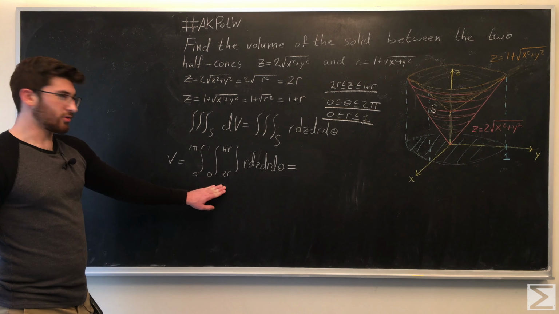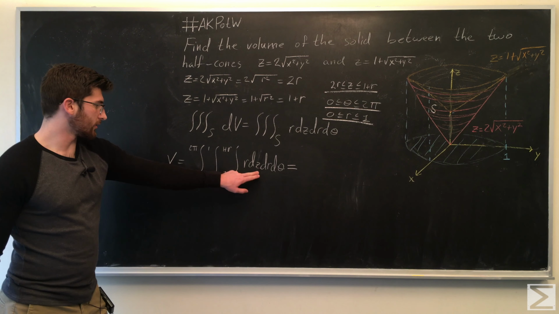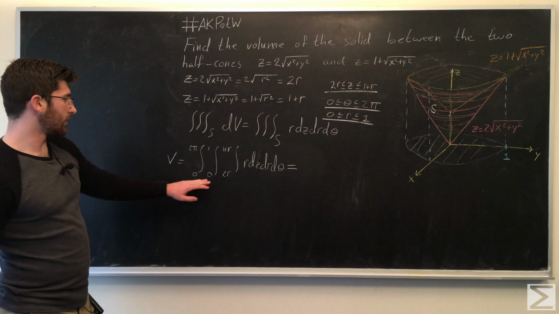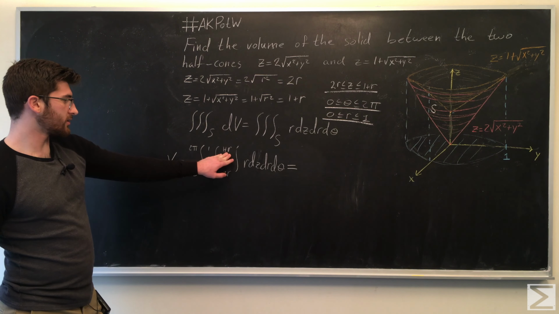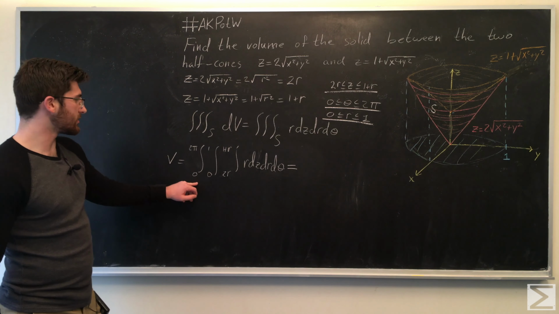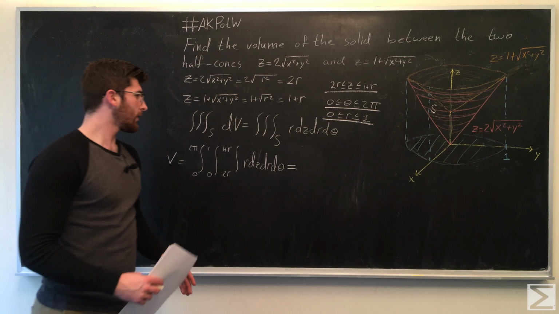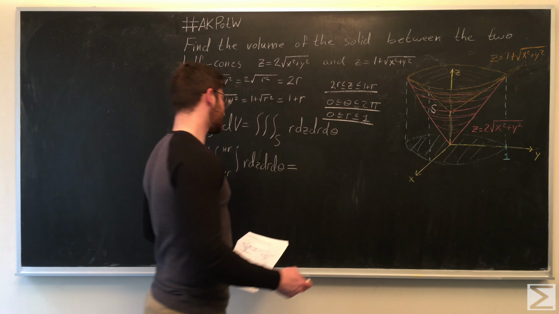So here's what the integral should look like before we evaluate. z goes from 2r to 1 plus r, r goes from 0 to 1, and theta goes from 0 to 2 pi. So now all we have to do is evaluate the integral, and we'll get our final answer.